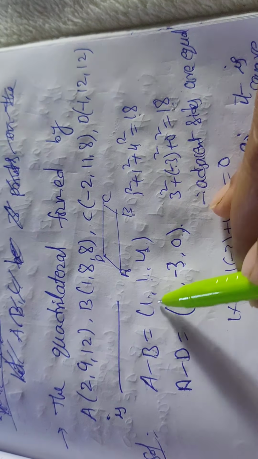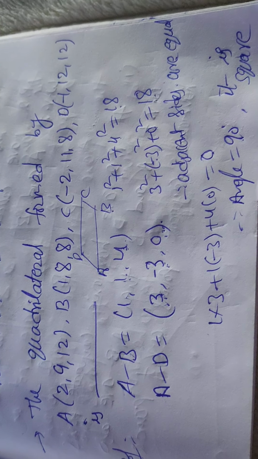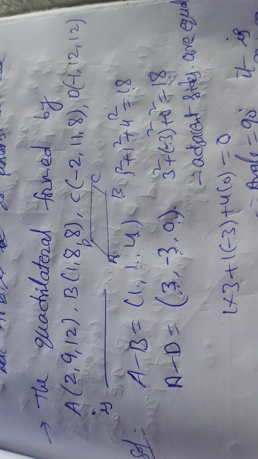Next go to the sum of the product of the corresponding elements, that is 1 into 3 plus 1 into minus 3 plus 4 into 0. 1 into 3 is 3, 1 into minus 3 is minus 3, 4 into 0 is 0. So 3 minus 3 plus 0 is equal to 0. So the angle between them is 90 degrees. So adjacent sides are equal and the angle is equal to 90, so it is a square. The next concept we will discuss in the next video.